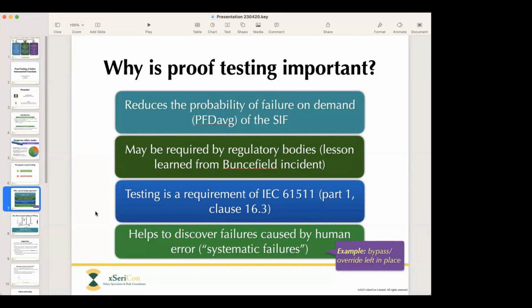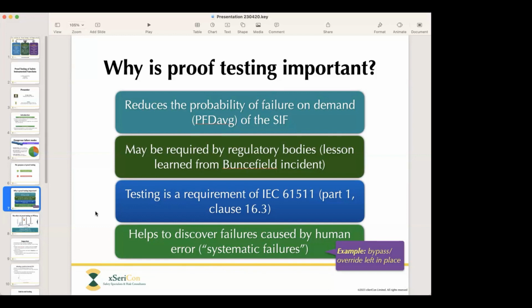And a fourth good reason for doing proof testing is it means that we actually pay attention on a regular basis to all of our SIFs, and we don't just basically install them and then forget them. And one of the reasons why it's good to revisit them from time to time is it gives us a chance to discover potential problems caused by human errors, which can lead to what we call systematic failures.